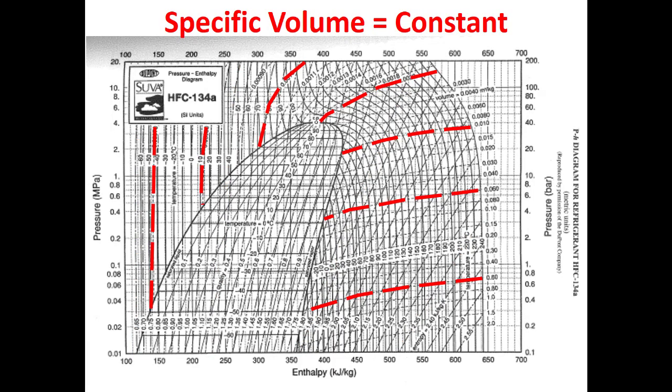We have constant specific volume lines. They're only shown outside of the vapor dome, and they look almost like blades of grass or long hairs that are sitting on top of the mountain that is the vapor dome.